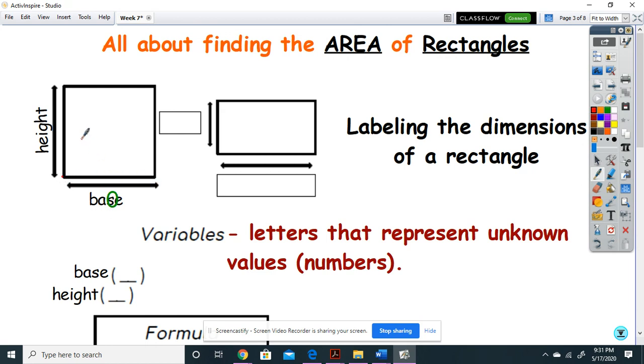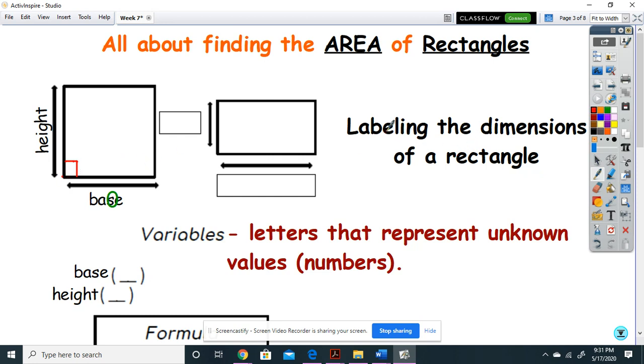But how we think about base and height is that height is the vertical side that goes up and down, and it's perpendicular to the base, which means that the height and the base form a 90-degree angle, a right angle. All right. So the height has to be up and down, and it forms a right angle with the base.